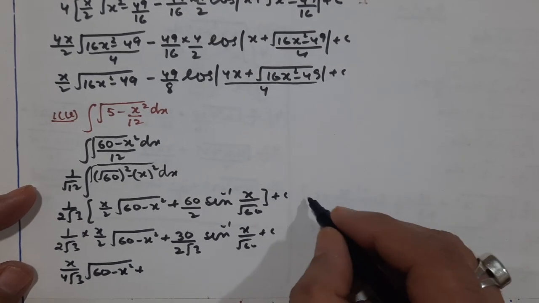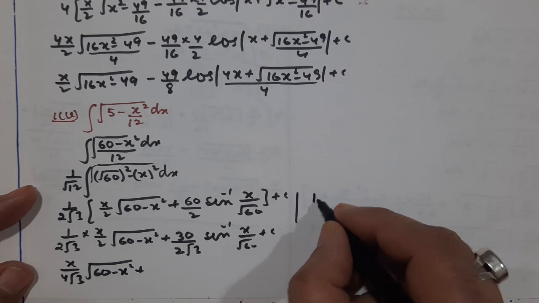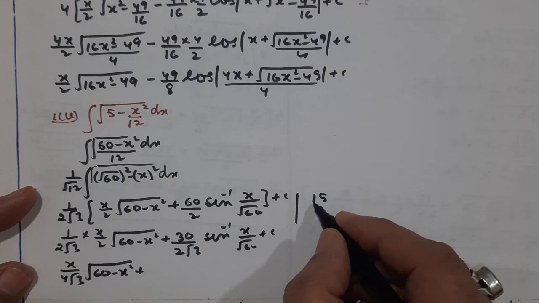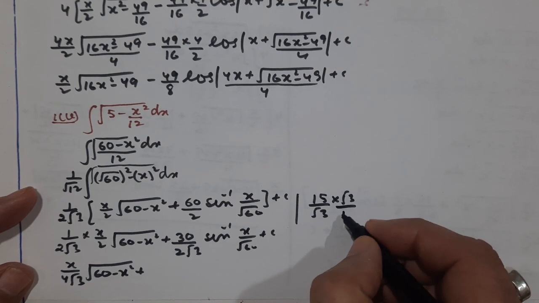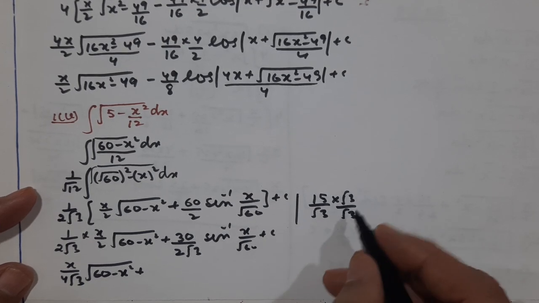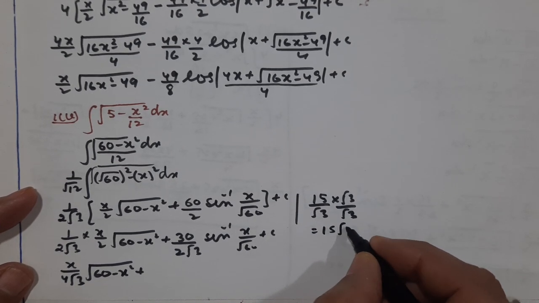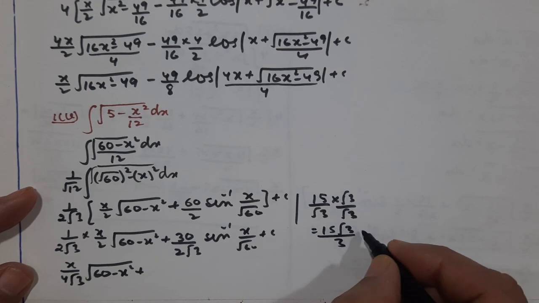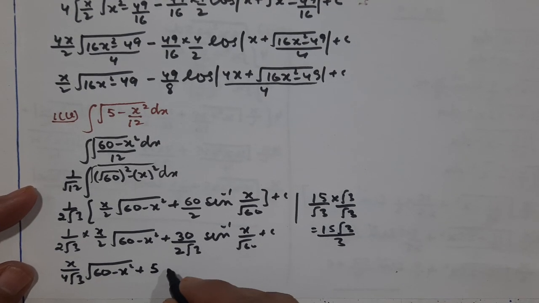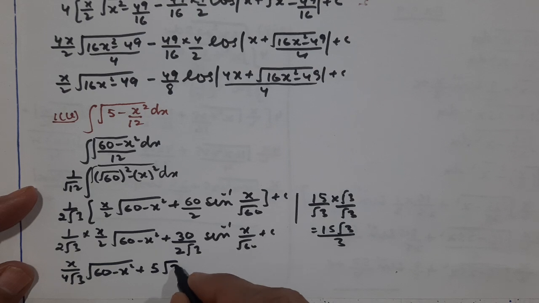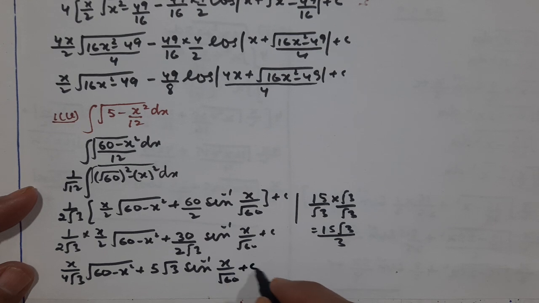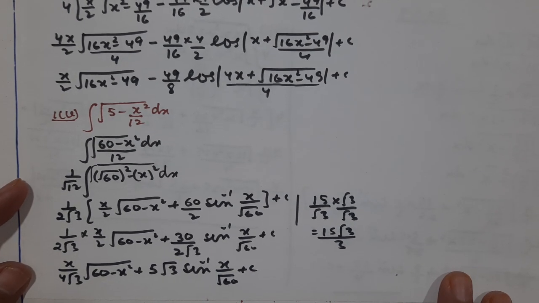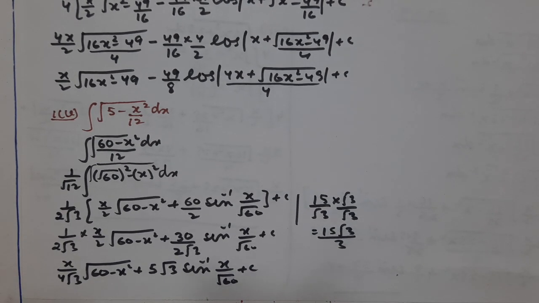Now students, 15 upon root 3, I tell you. So here we get 15 upon root 3, and on rationalizing we get 15 root 3 upon root 3 into root 3, which is equal to 15 root 3 upon 3. So this is 5 root 3. So we can write over here 5 root 3 sine inverse x upon root 60 plus c. So students, I hope this is clear to you.